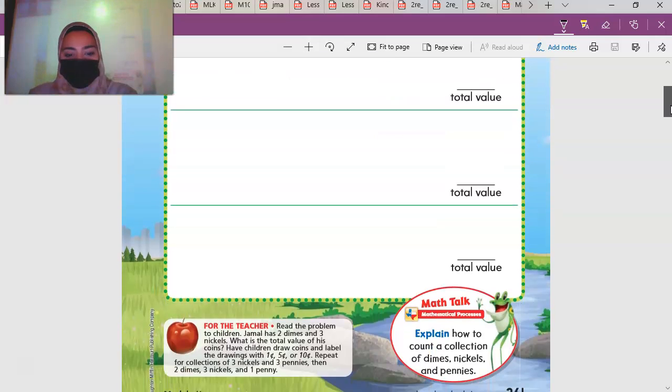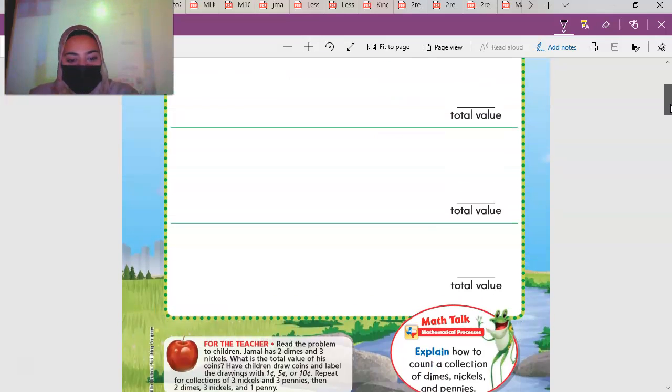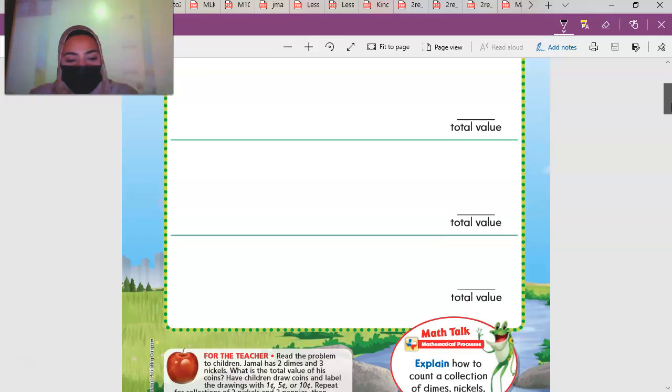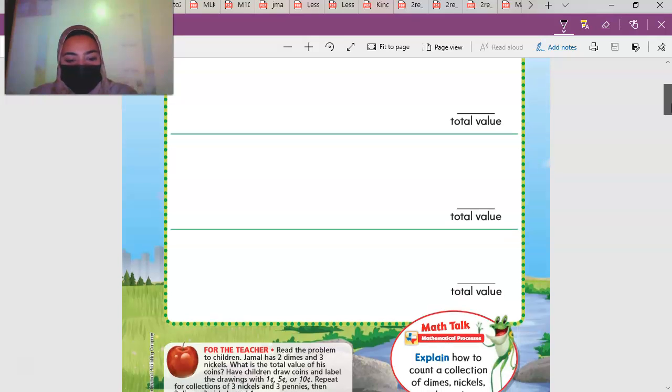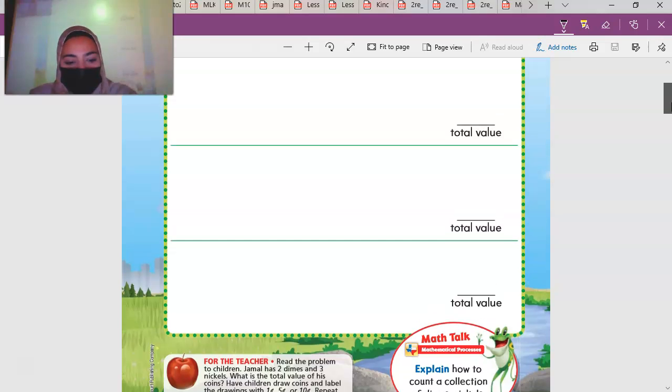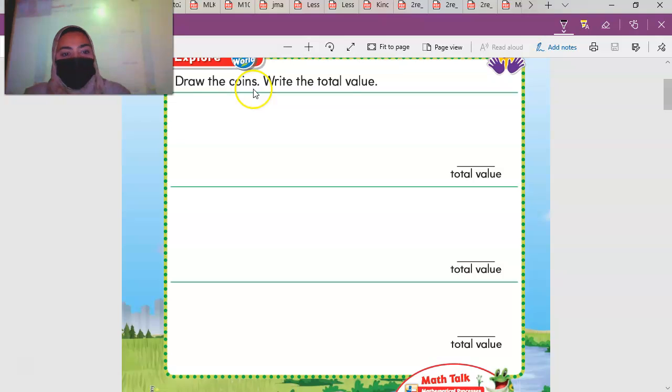So let's look. It says, read the problem. Jamal has 2 dimes and 3 nickels. What is the total value of his coins? So we have to draw coins and label the coins with 1 cent, 5 cents, or 10 cents. All right, so Jamal has 2 dimes and 3 nickels. So I'm going to write Jamal, so I know this one is for Jamal.